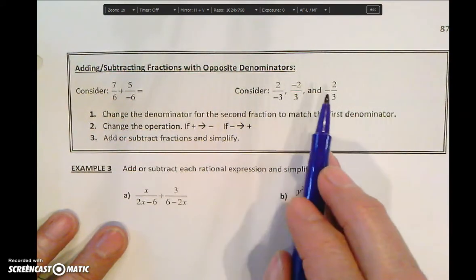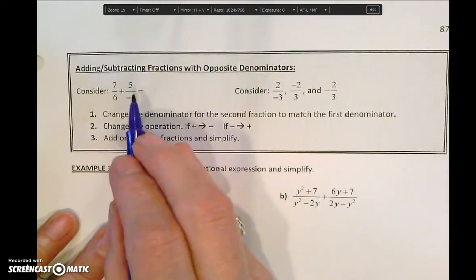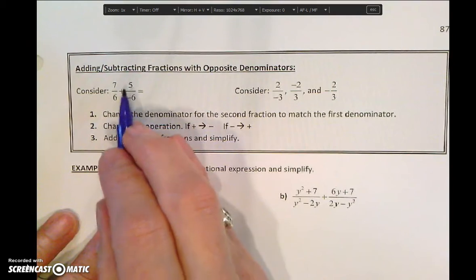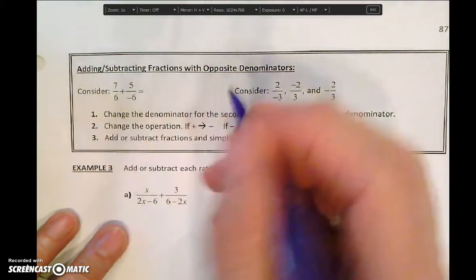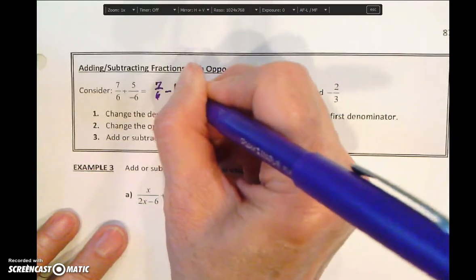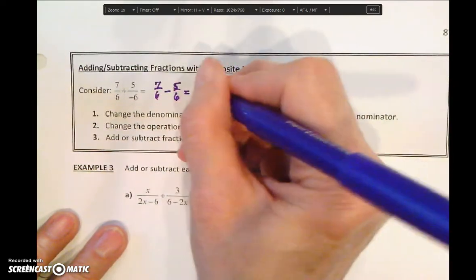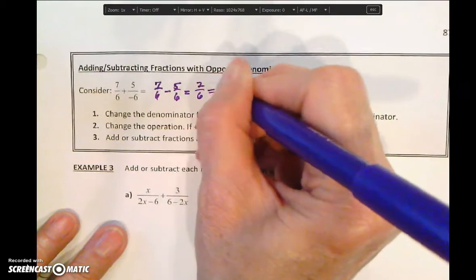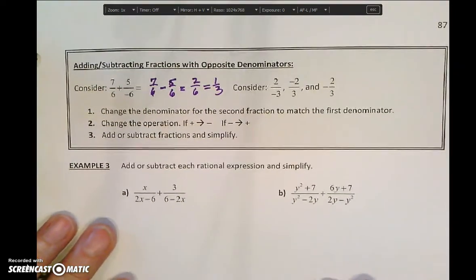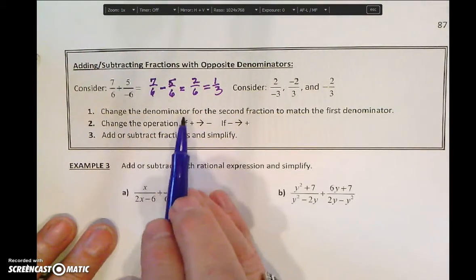They're all -2/3. So if we have this negative in the denominator, then we could just replace it and put it here instead, so that we have 7/6 minus 5/6, and our answer is going to be 2/6, which reduces to 1/3.